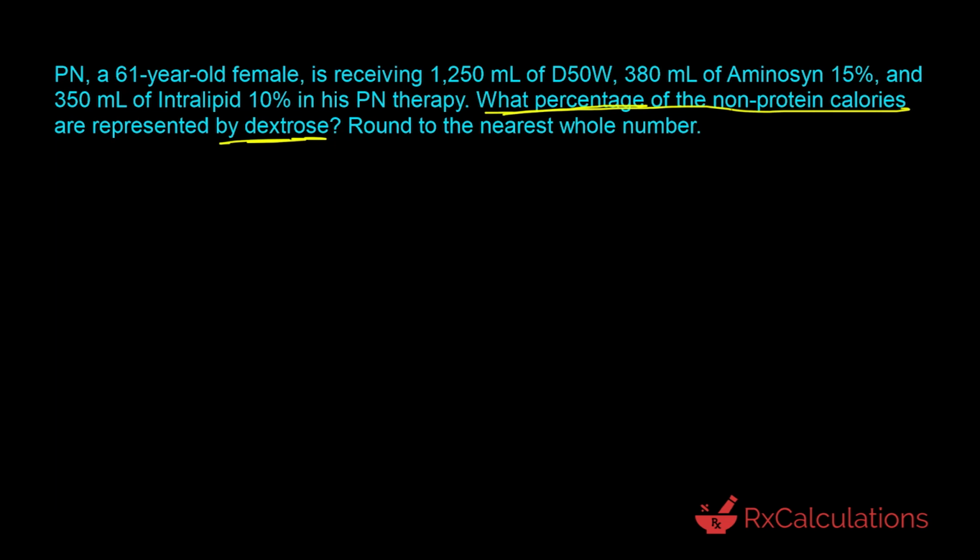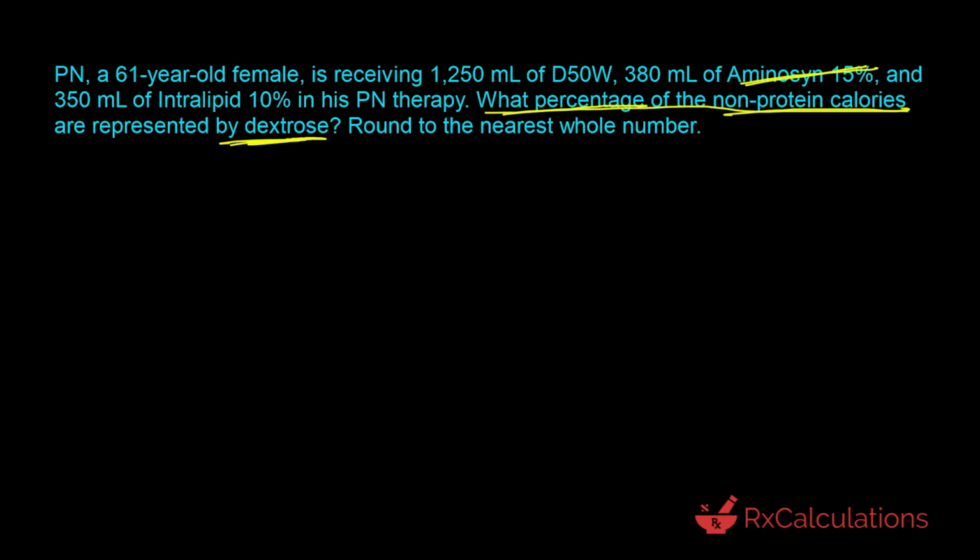So we are looking for non-protein calories. In this question, what will be the information that is important here? The dextrose and the lipids. Because it's saying non-protein calories, we are not interested in amino acids, because that's the source of protein. Now that we know what the non-protein calories are, we need to express the calories of dextrose over the total non-protein calories.